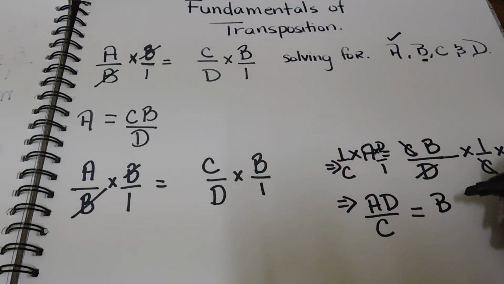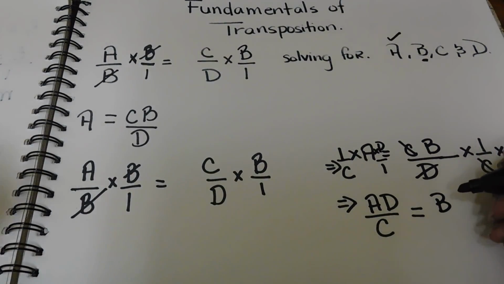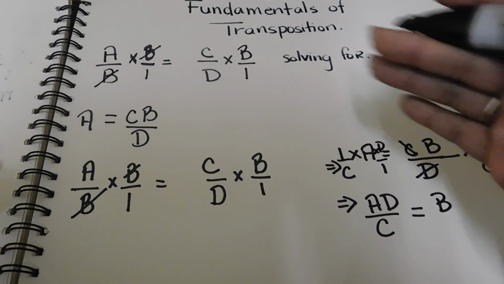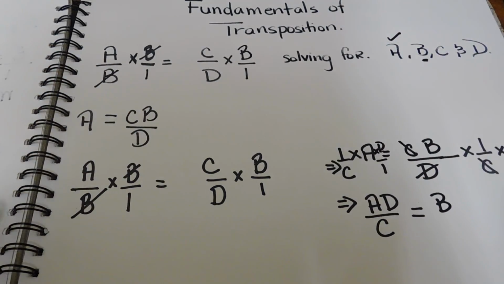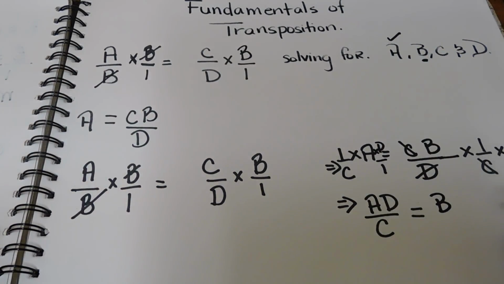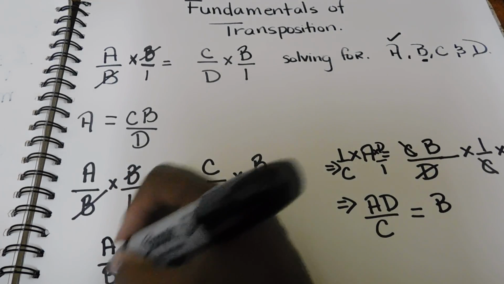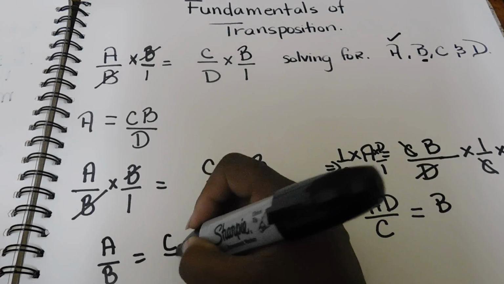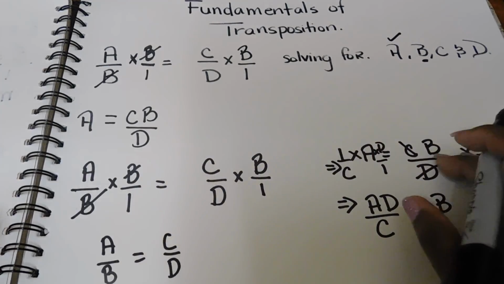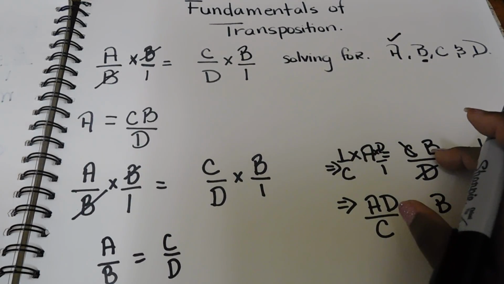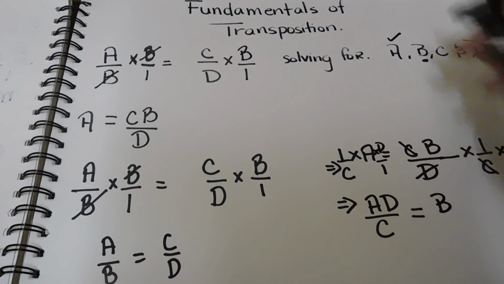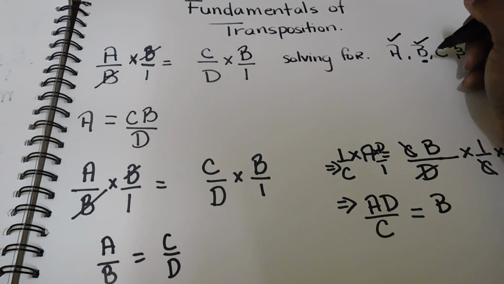There's a much easier way to do this. Once you're doing fractions, you could just go across diagonally without doing all of this. For instance, A over B is equal to C over D. If you don't want to do all of this, suppose I told you to solve for D, right?